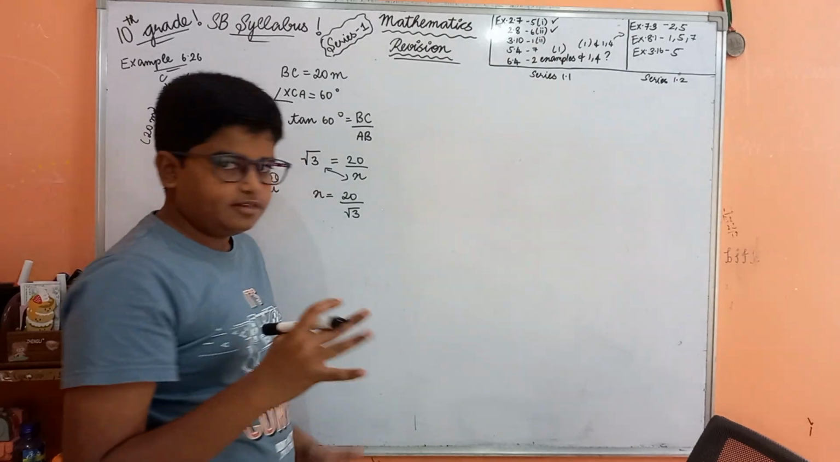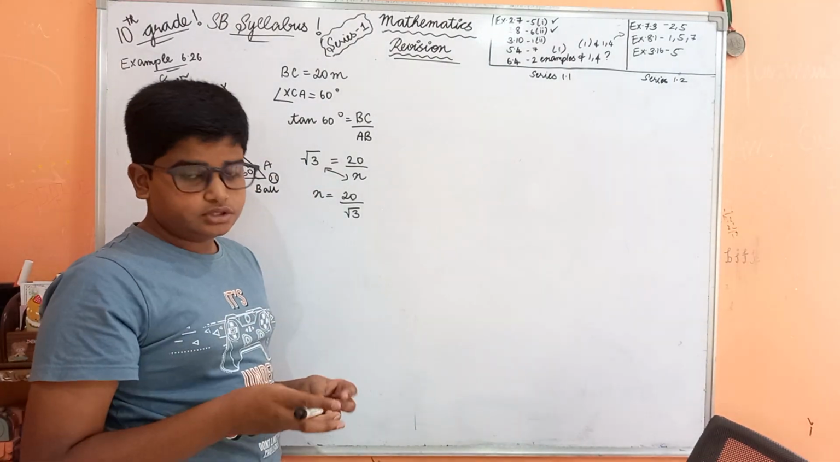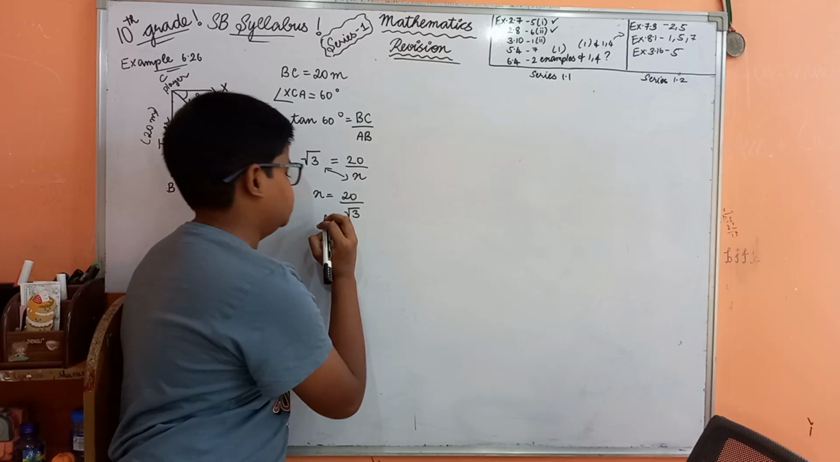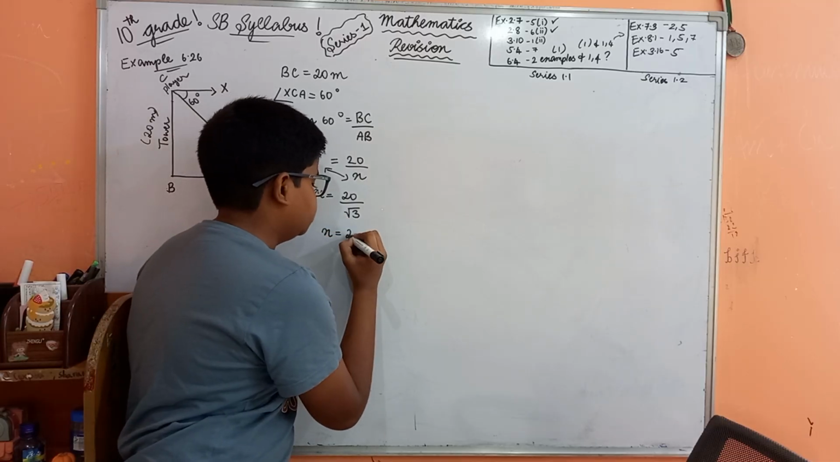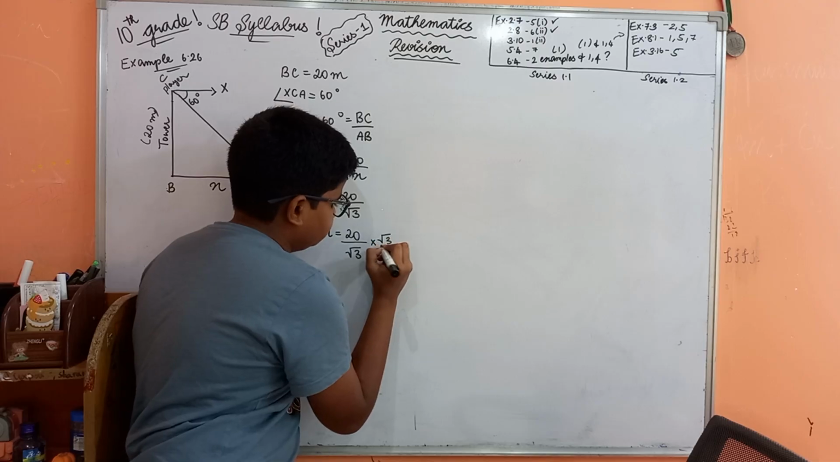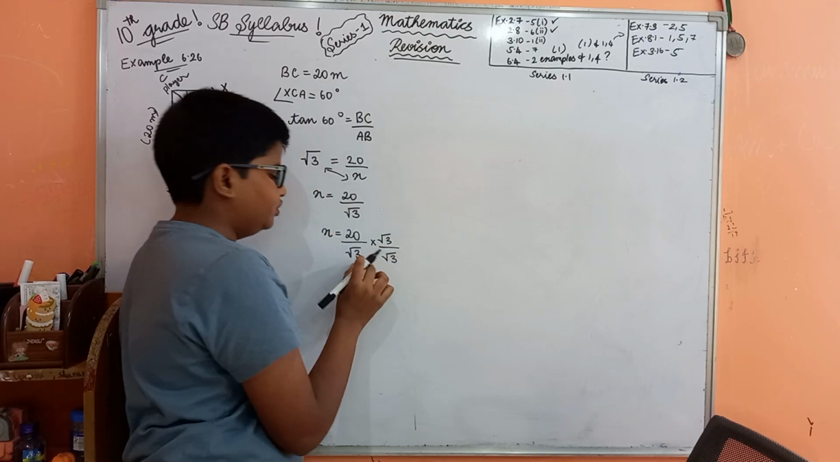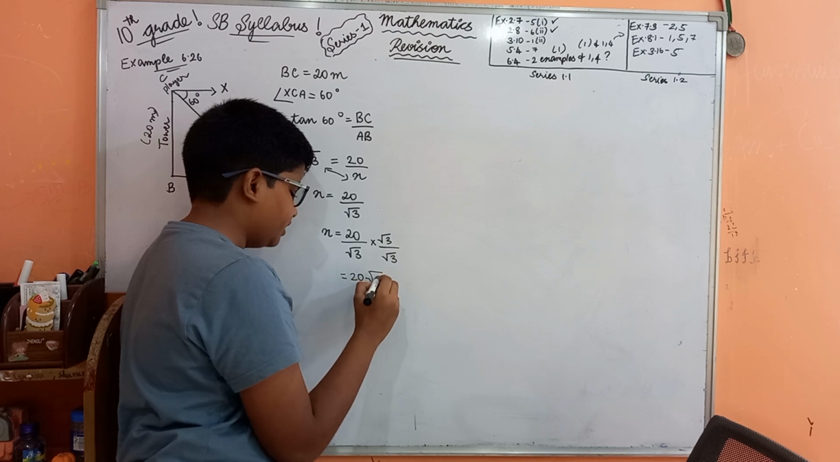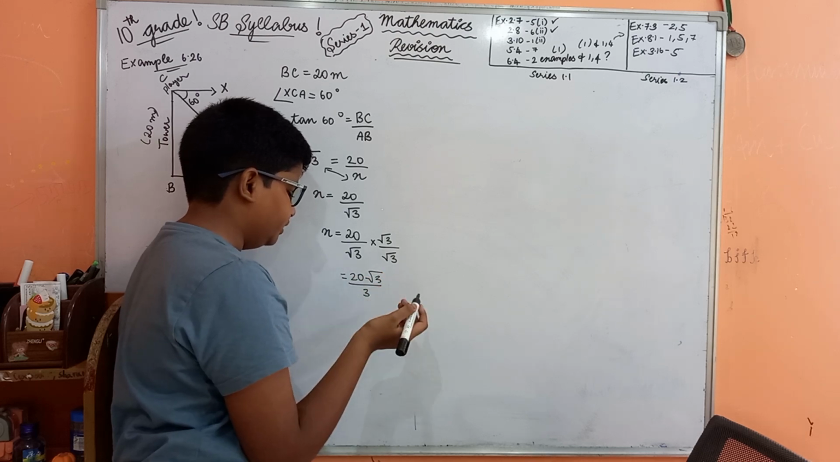In 9th standard we learned rationalisation of surds. Root 3 is in the denominator, so we multiply by root 3 by root 3. So x is equal to 20 by root 3 into root 3 by root 3. Root 3 into root 3 is just 3. So x is 20 root 3 by 3.